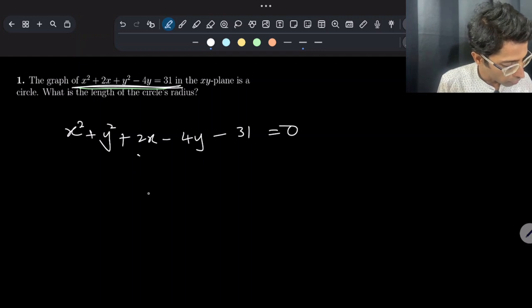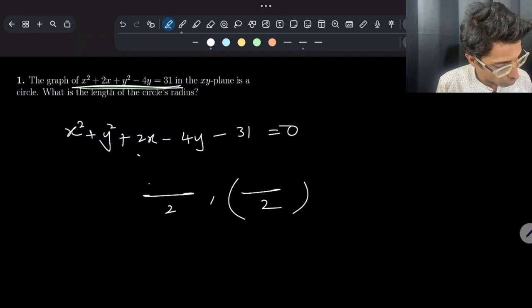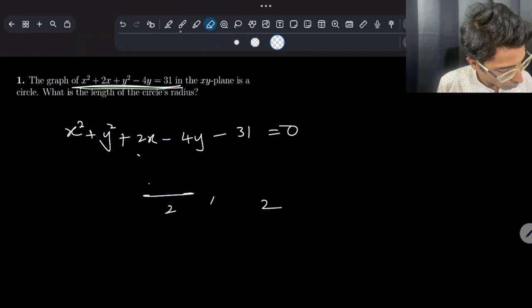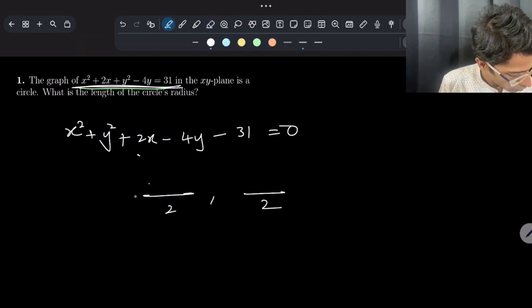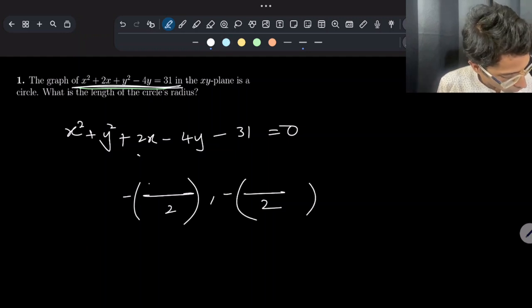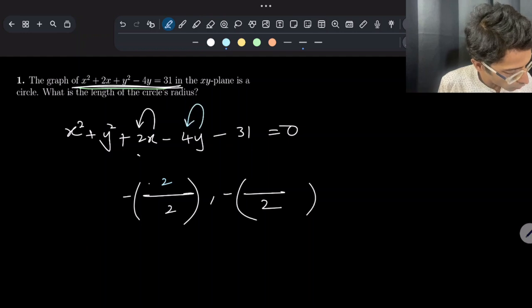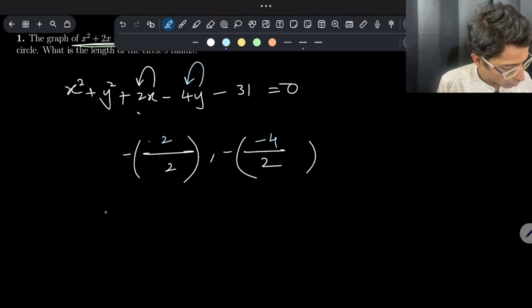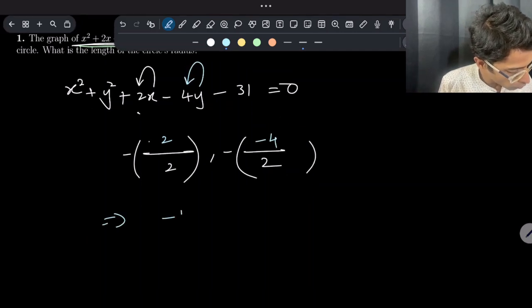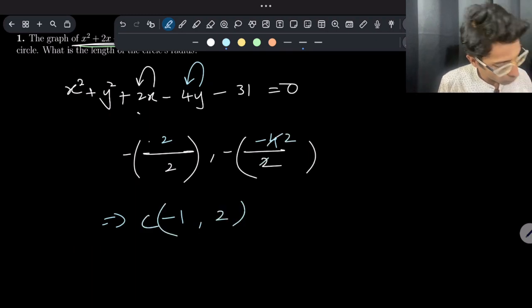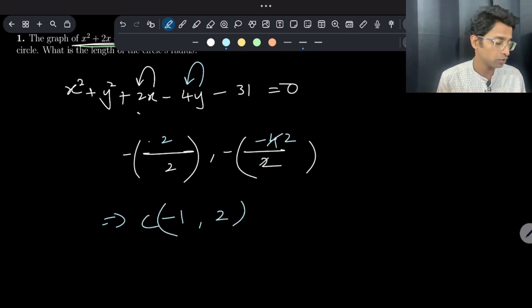So for that, write down the template as I am showing you. There is a negative sign over here and there is a negative sign over here. So whatever you see as the coefficient of x, write it down here. Whatever you see as the coefficient of y, write it down here. So this will reduce to minus 1 comma plus 2. So this is the center of the circle. That's how you find the center of the circle.